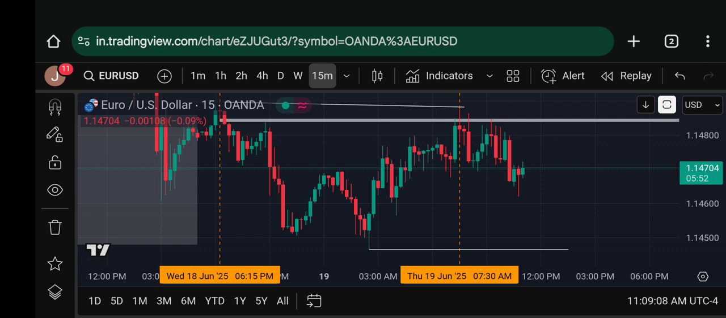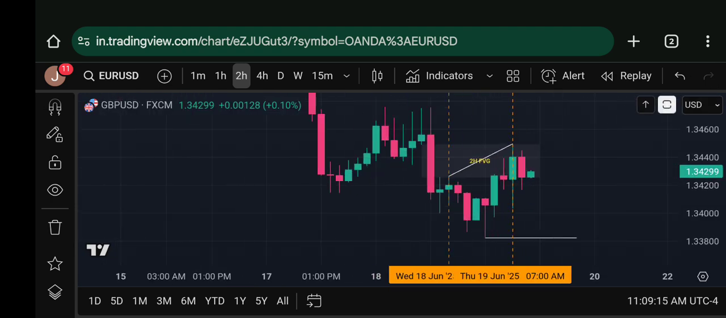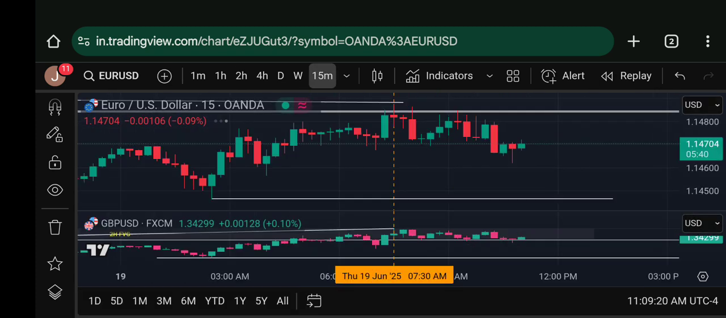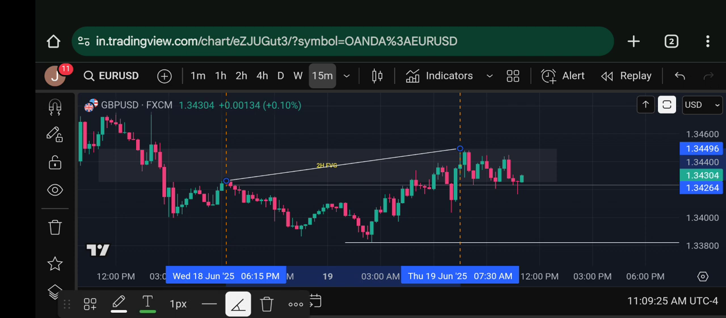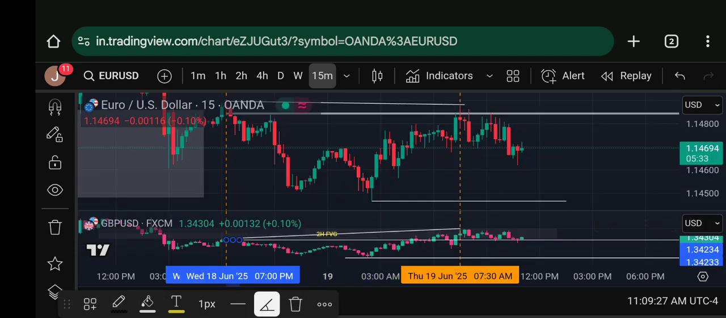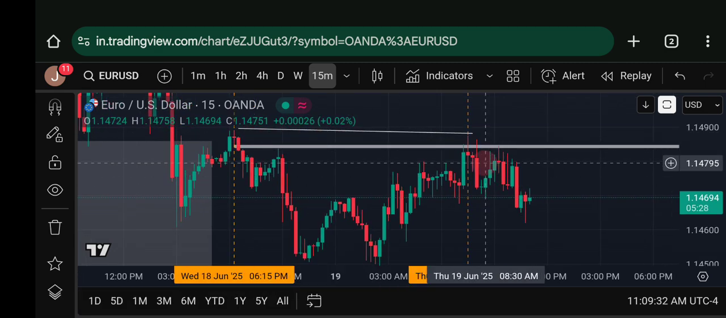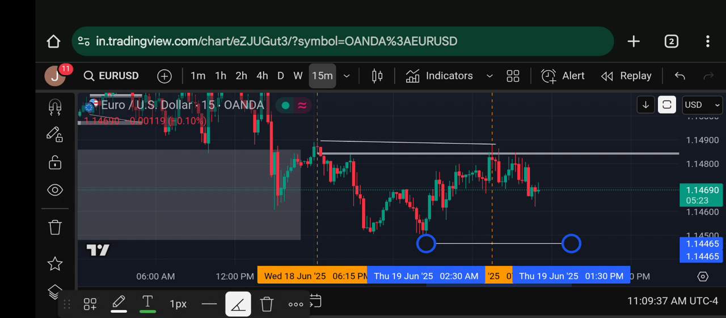The higher time frame is the 2 hour IRL to this ERL on GBP, and on the 15-minute chart there is an SMT, where GBP made a buy side liquidity sweep by disrespecting this bearish fair value gap, whereas euro respected the same bearish fair value gap and made a lower low here. So it will definitely move to the sell side liquidity. 2 hour IRL to ERL with 15-minute SMT. Let's see how the trade goes.